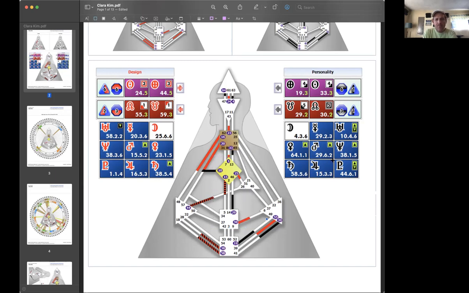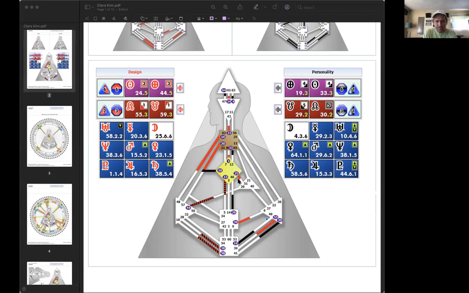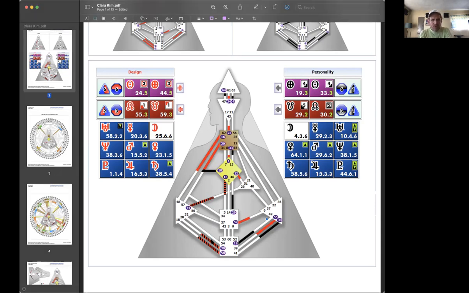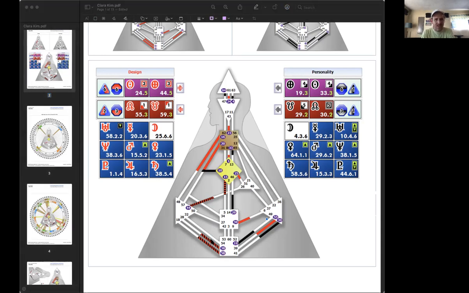But in any case, let's move on a little bit. I'm going to do a little more chart characteristics, and for our chart characteristics, we're going to talk about incarnation cross. Incarnation cross is something I get asked about a lot. It's probably one of the things that's most interesting to people, their incarnation cross.